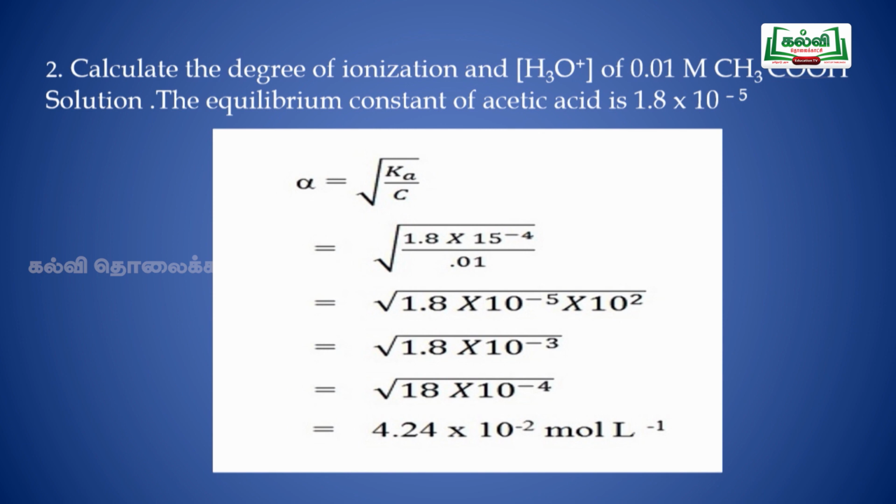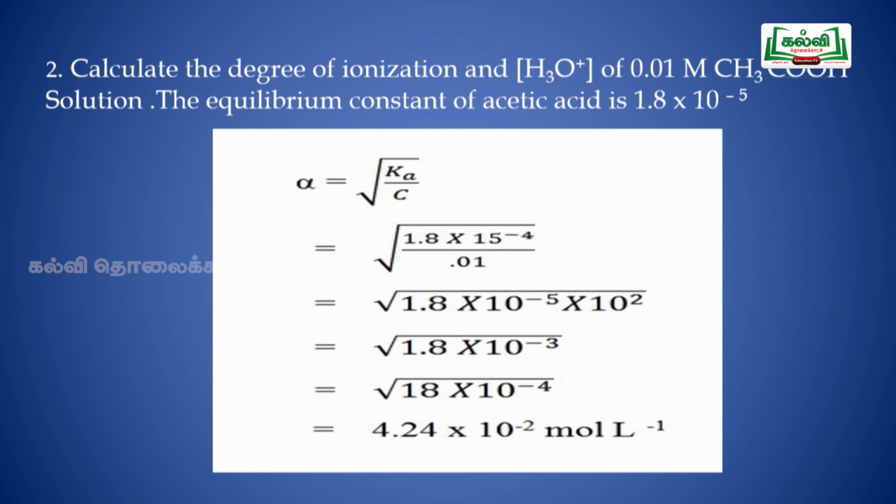10 power minus 3. Now, the next thing we are doing: if it is an odd value, you can't change from root to the normal value. What I am going to do is write 1.8 as 18. So, 1.8 into 10 power minus 3 becomes 18 into 10 power minus 4. So, what is the value of root 18? Root 16 is 4, so it will be around 4 something. The value for that is 4.24.